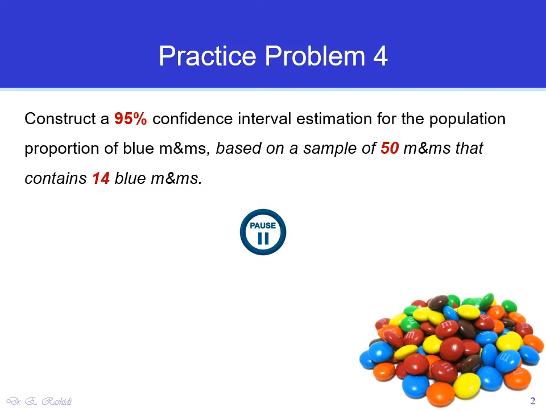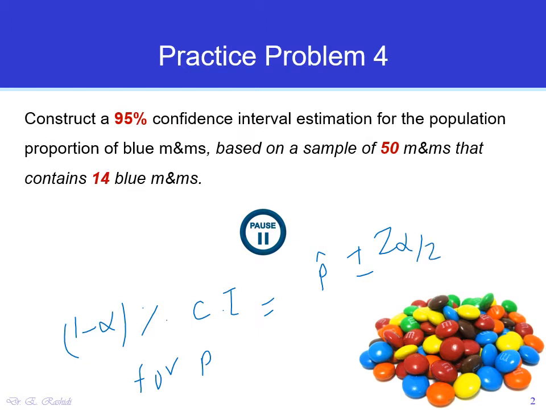This is the formula, by the way, for a 1 minus alpha percent confidence interval for P. That's point estimate P hat plus minus Z of alpha over 2 multiplied by the square root of P hat times 1 minus P hat over N. All right, let's see the solution.